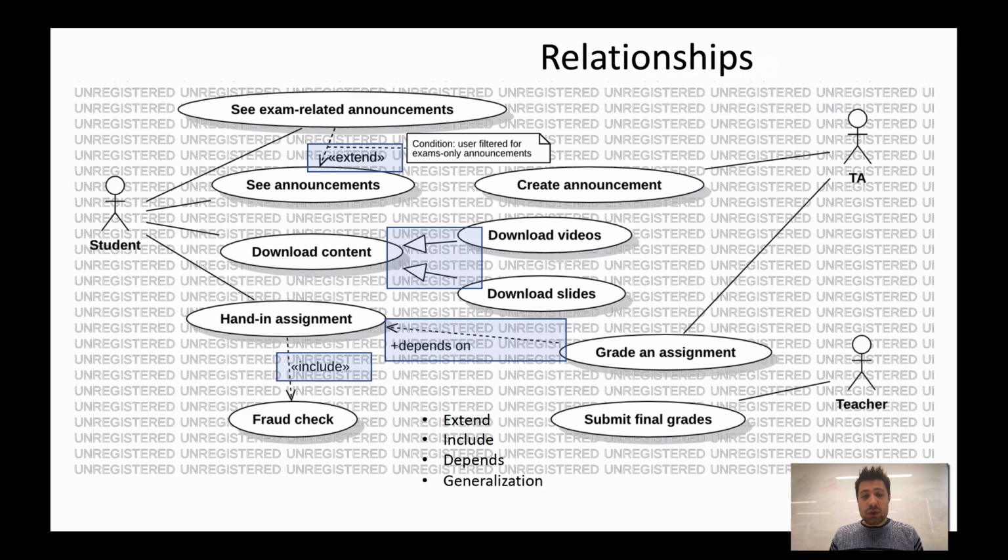Depends on was another one that I discussed, and this basically means that one feature depends on another. In this case, grade an assignment depends on a student handing an assignment, right? I cannot grade an assignment that was not delivered. And there are many others. Let me see what else I have in here.